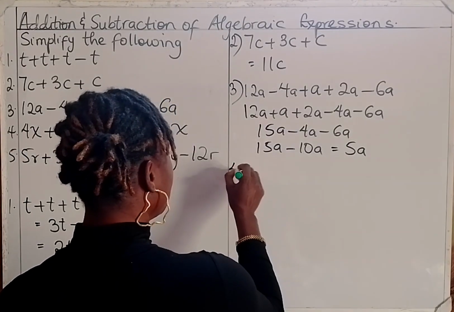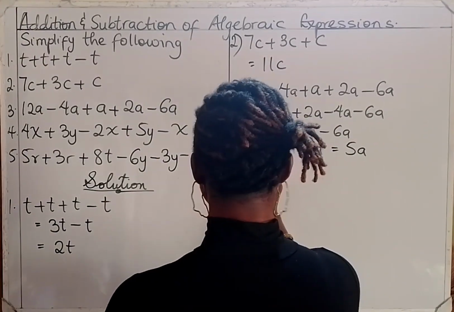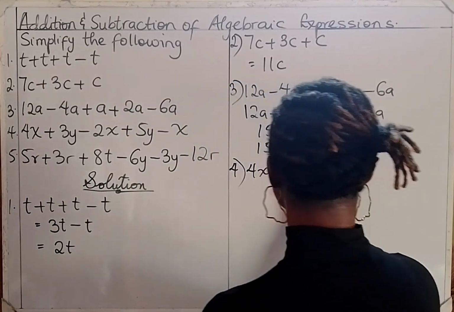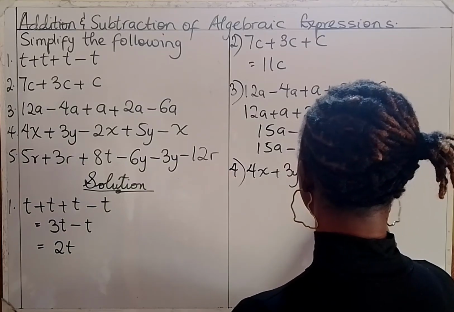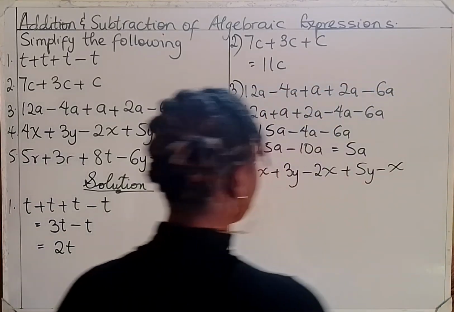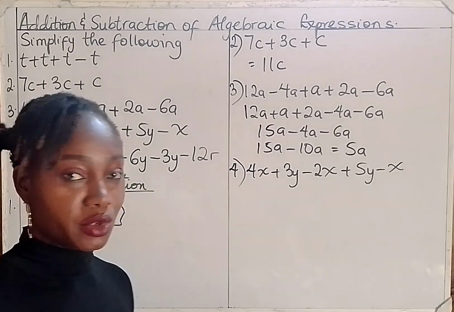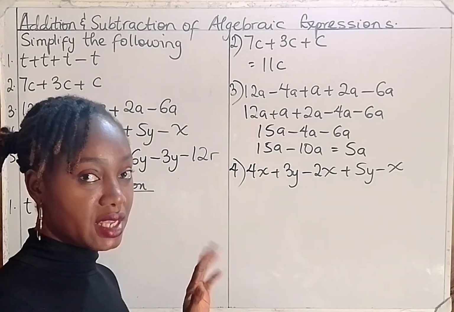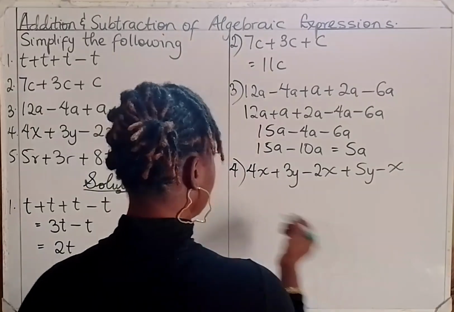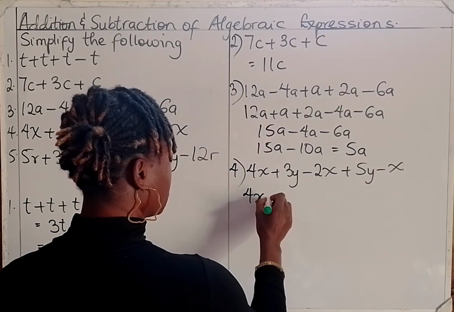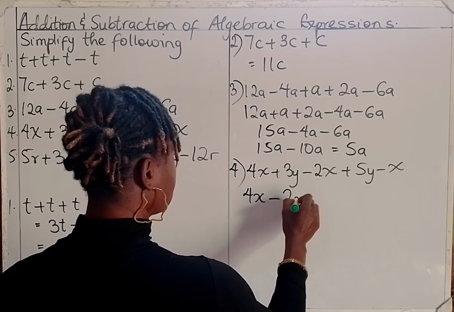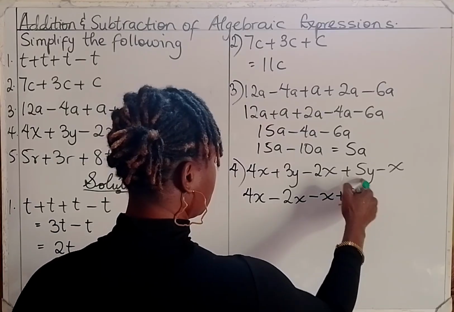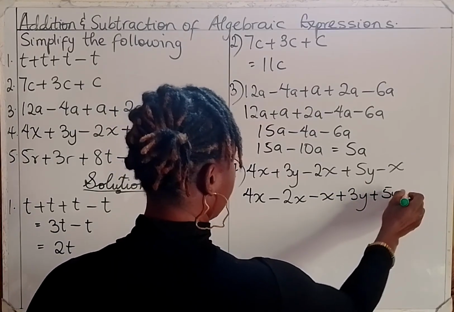Alright, now moving on to question 4. We have 4x plus 3y minus 2x plus 5y minus x. Now you can see here we have two different variables. We have the x and the y, right? So we're going to bring the x to the left hand side and take the y to the other side. So we have 4x minus 2x minus x plus 3y plus 5y.